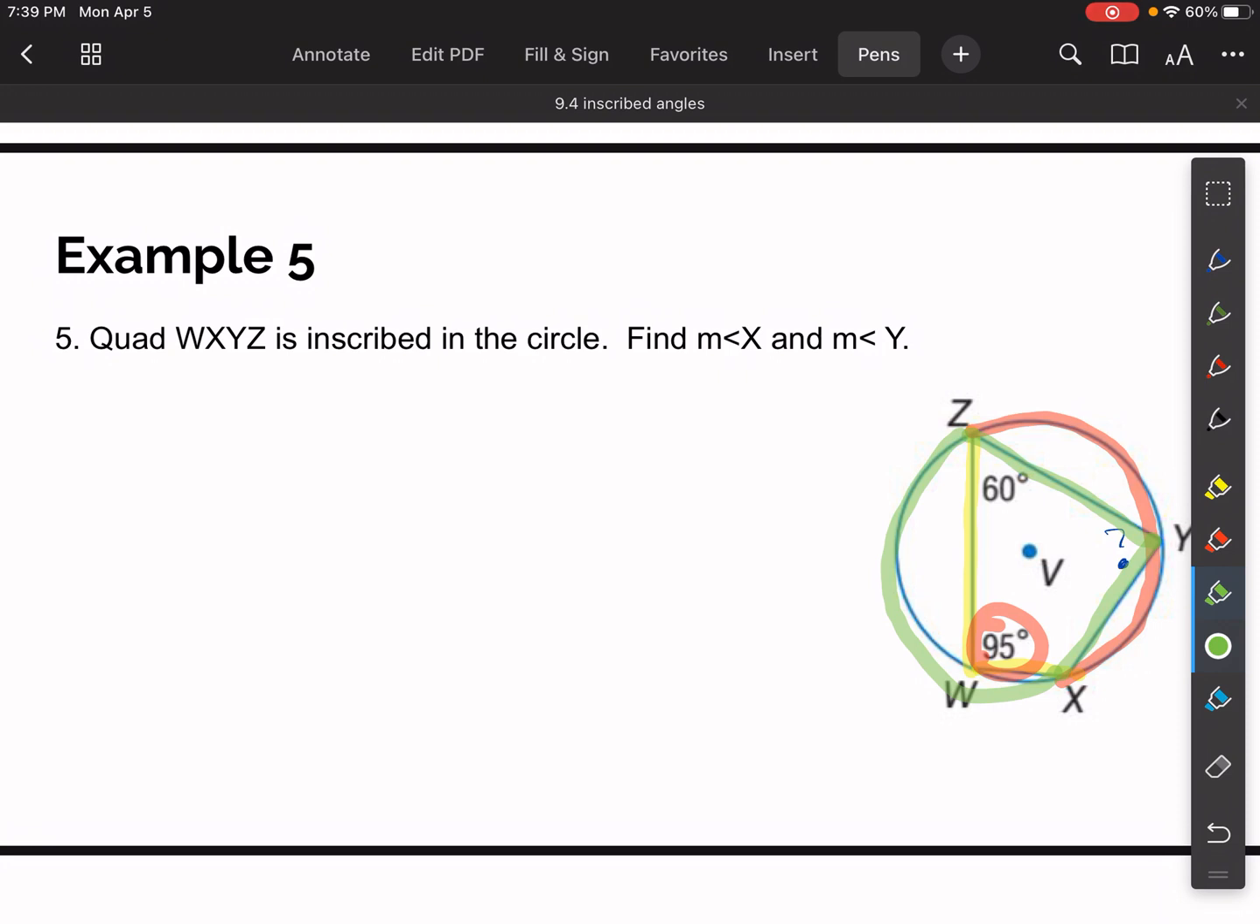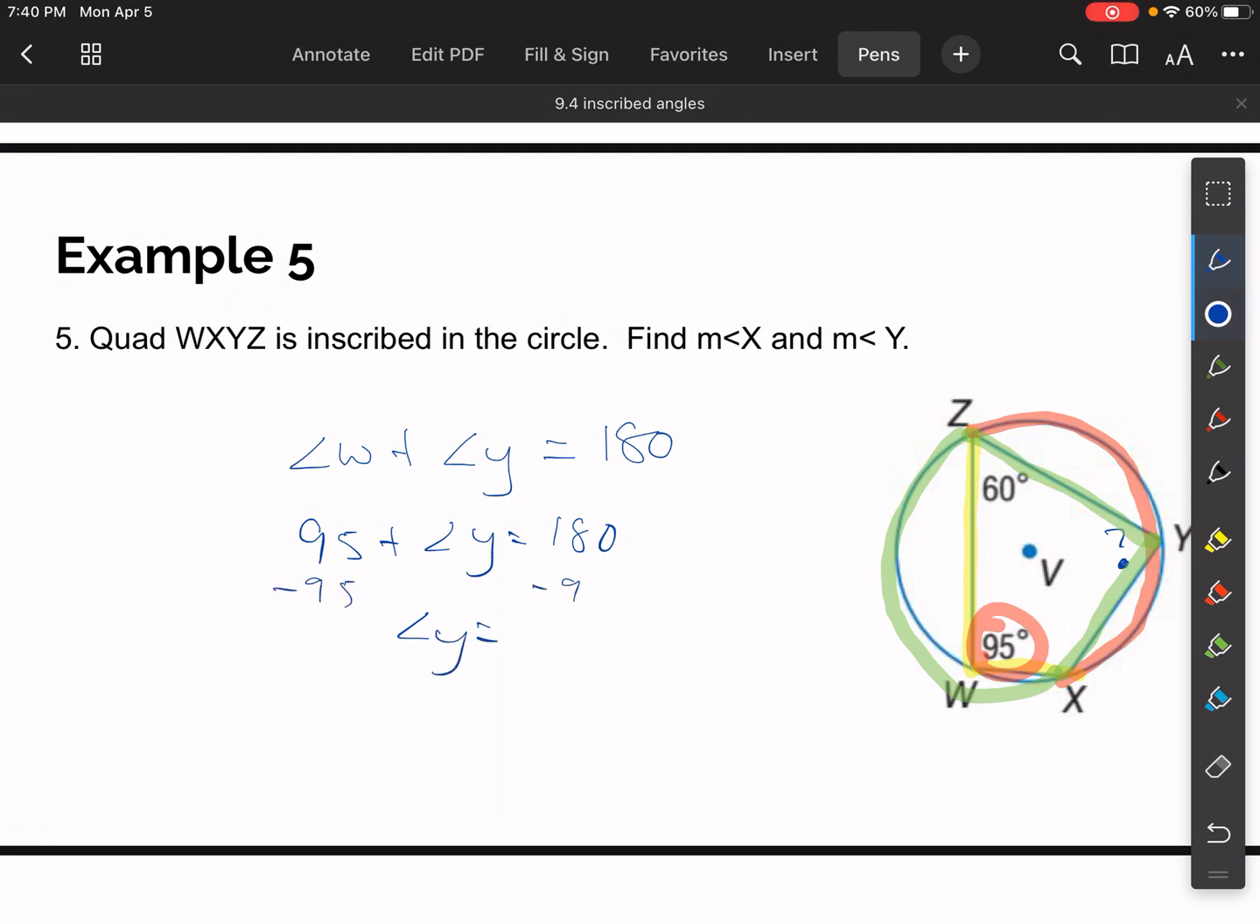Together, what I know is angle W plus angle Y has to equal 180 degrees. And I know what angle W is. It's 95, so I can plug that in. So 95 plus angle Y is equal to 180. Solve for Y. If you subtract 95 from both sides, we get that angle Y is equal to 85 degrees.